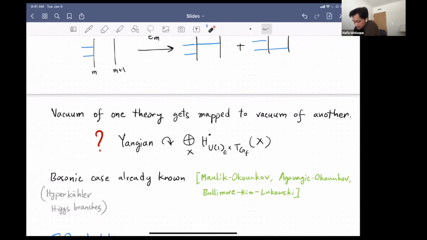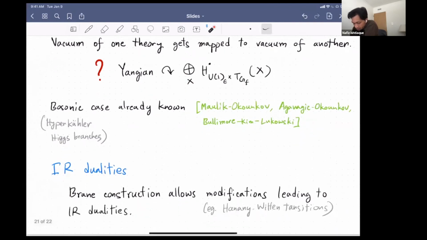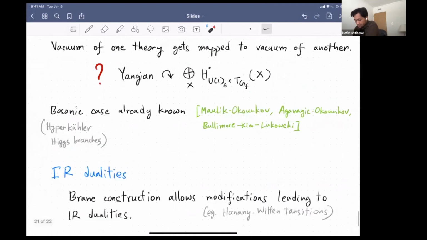Considering the action of the Yangian on the spin chain spectrum, we should expect an action of the Yangian on the direct sum of the equivariant cohomologies of all the 2D theories. So this is a sum over 2D theories that are dual to the entire spin chain spectrum. The bosonic case is well known. This was started in the math literature by Maulik and Okounkov, and was highlighted from the physical point of view by Bullimore, Kim, and Lukowski. In the bosonic case, all the Higgs branches are hyperkähler. But we should also expect something similar for the super spin chain case, where some of the Higgs branches are not hyperkähler, but just Kähler. And I don't know a realization of this.